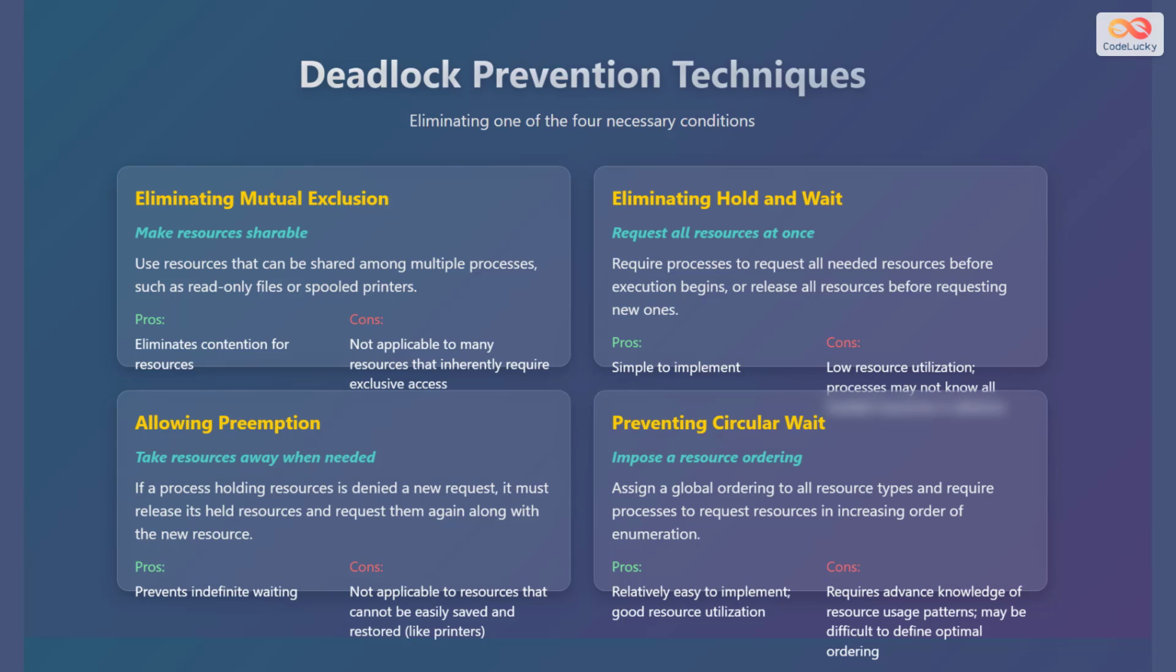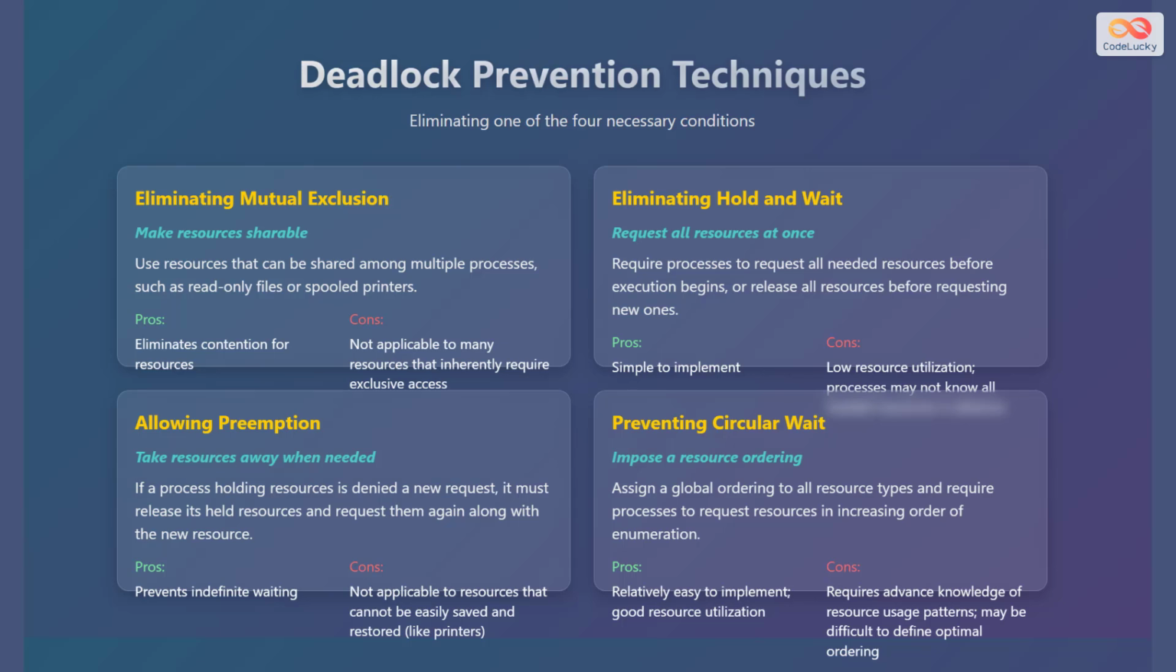Second technique is eliminating hold and wait by requesting all resources at once. Require processes to request all needed resources before execution begins, or release all resources before requesting new ones. The pro of this method is it is simple to implement. The con is there is low resource utilization. Processes may not know all needed resources in advance.